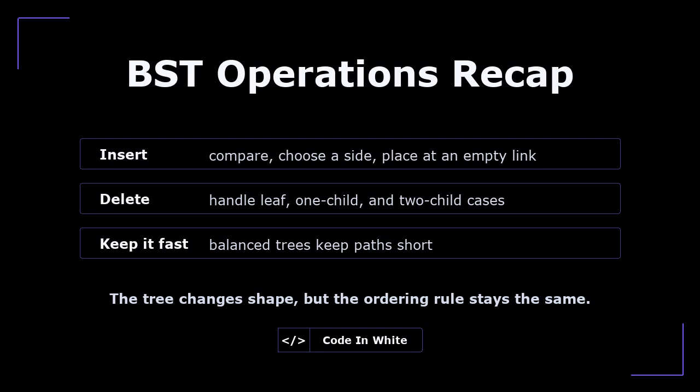So insertion is just finding the correct empty spot, and deletion depends on how many children the node has, and the tree structure is what keeps everything organized and efficient. And that's how insertion and deletion work in a binary search tree.